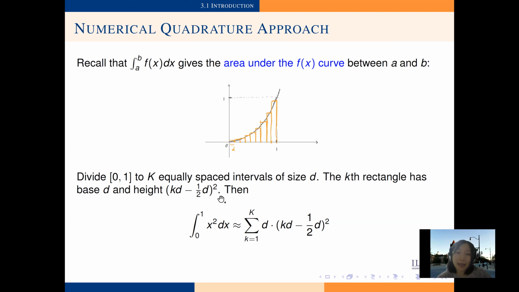Then we can see that the area under this curve is approximately equal to the sum of the areas for all of these rectangles. In other words, the integral from 0 to 1 of x squared dx is approximately equal to the sum over all k's of the base d times the height (kd minus 1/2 of d) squared. And as your d, which is your bandwidth, gets smaller and smaller, this approximation is going to get more and more accurate. This method is known as numerical quadrature.